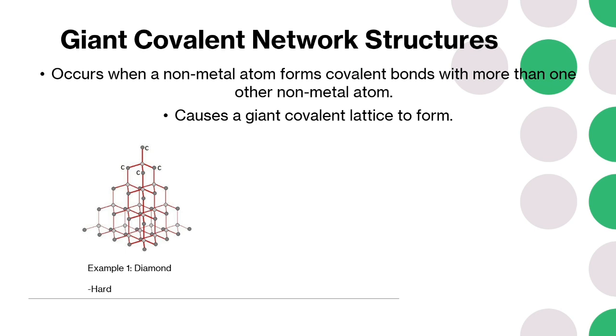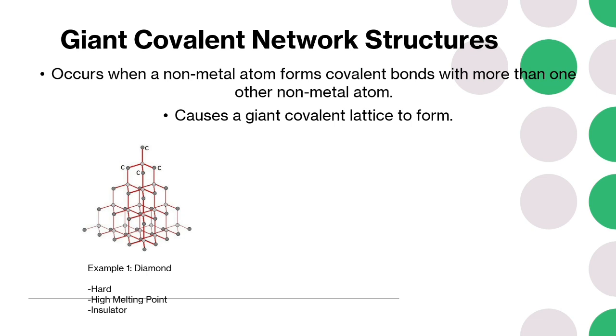2. Very high melting point. Many strong covalent bonds hold the structure together. It requires a massive amount of energy to pull it apart. 3. Insulator. All of the valence electrons are used in bonding. None of the electrons are free to move.